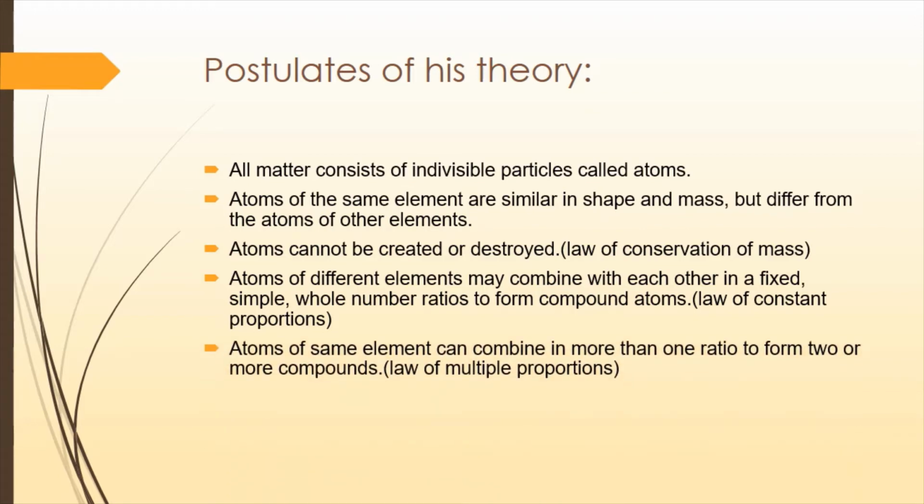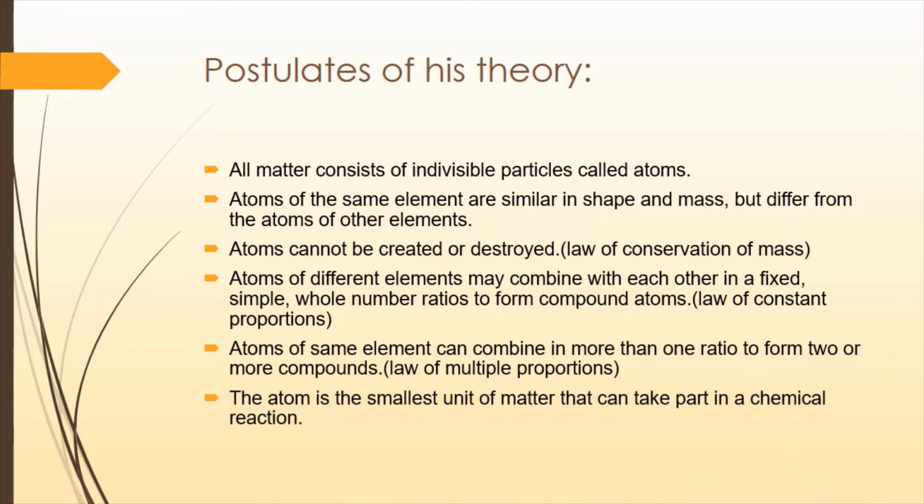Next, atoms of the same element can combine in more than one ratio also, to form two or more compounds. This is similar to the law of multiple proportions, and the example we have seen is carbon monoxide and carbon dioxide gases. Next, the atom is the smallest unit of matter that can take part in a chemical reaction. So these are all 6 postulates of his theory.